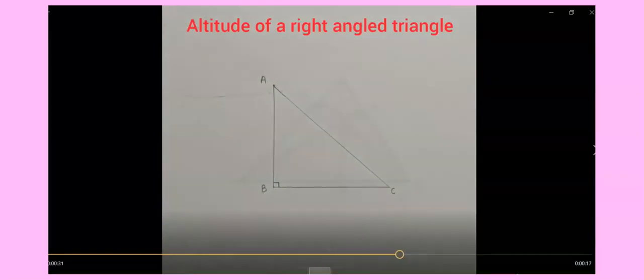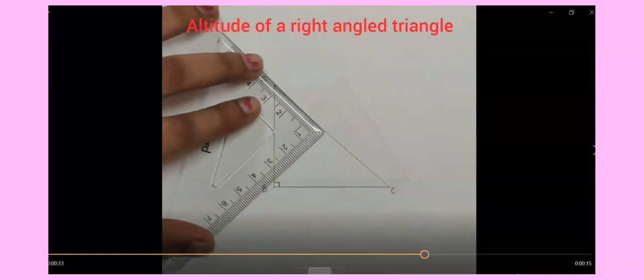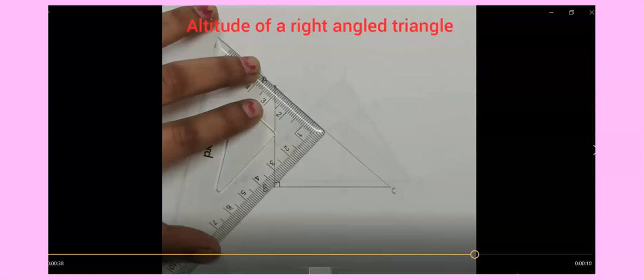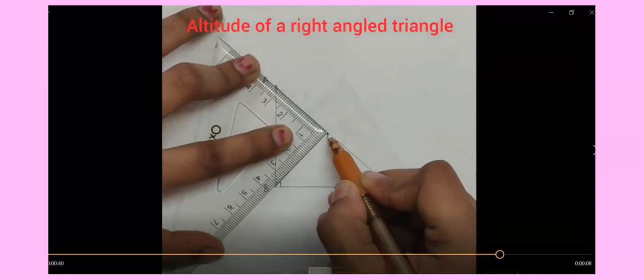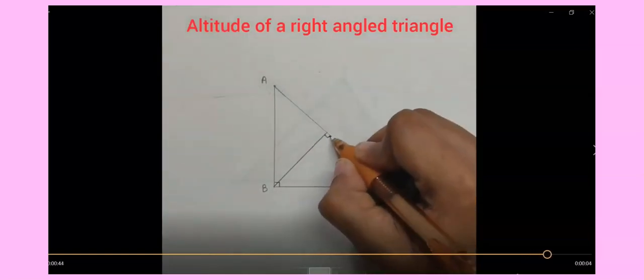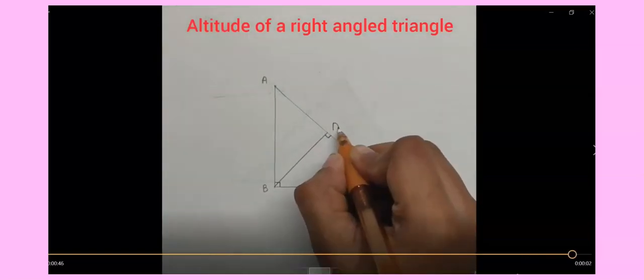And in this way, the right angle triangle is drawn. Next is a perpendicular from the vertex B on the hypotenuse, and their point of concurrence is on the hypotenuse.